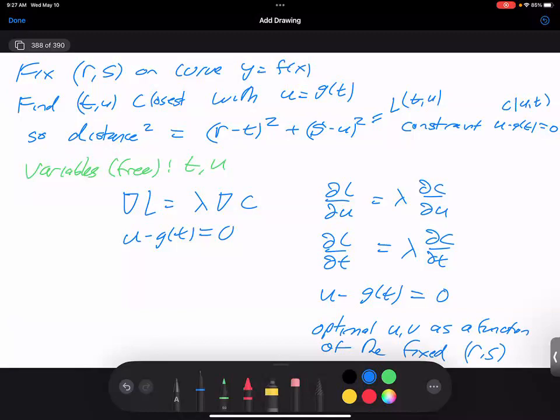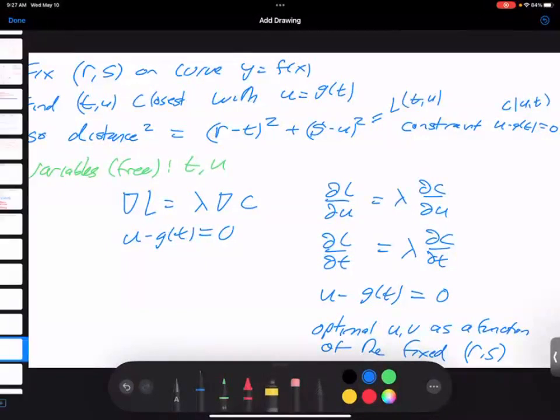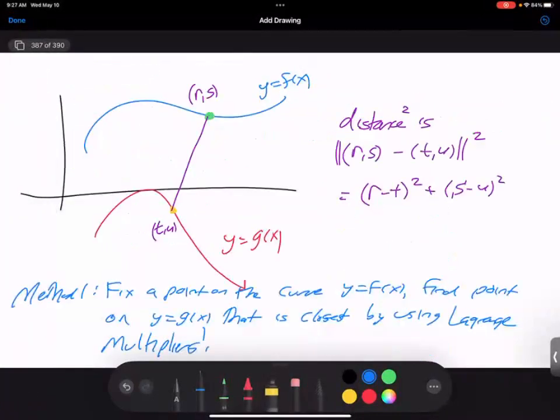Okay. So now, if you give me a point RS on the blue curve, I can tell you what point on the red curve is closest. I can tell you what the smallest distance is. Now, what should I do? I wanted to find which 2 points were closest. I said, if I choose a specific point on the blue curve, I can find which point on the red curve is closest, and I can find what that distance is. Now, what do I do?